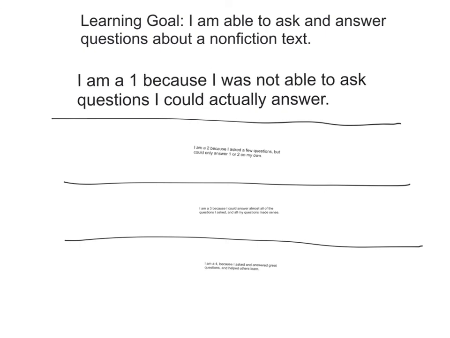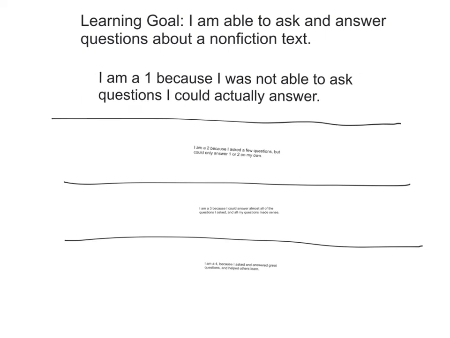I am a 1 because I was not able to ask questions I could actually answer. If you said, where are the aliens? Where is Bigfoot in this story? Why is the Mary Celeste a boat? Anything like that, you're not going to be able to answer those questions with what you read in the book. They're not that great of questions, okay? So if you asked anything like that, you might be a 1.